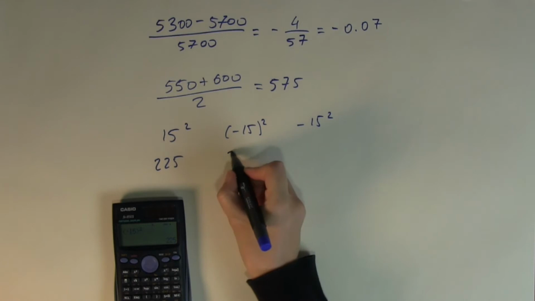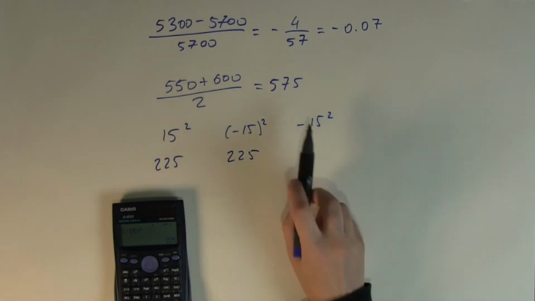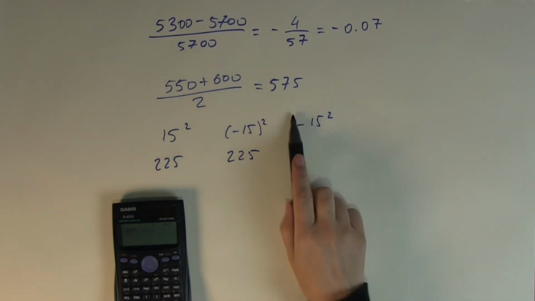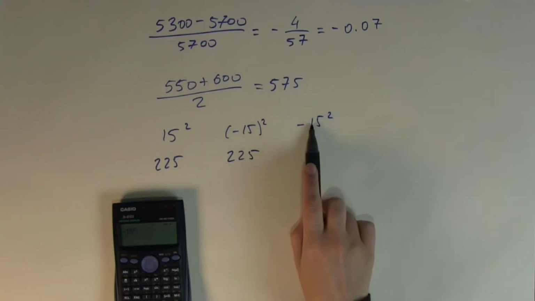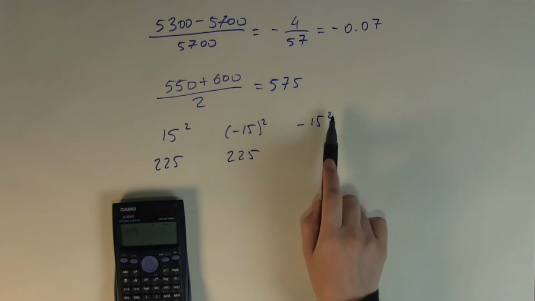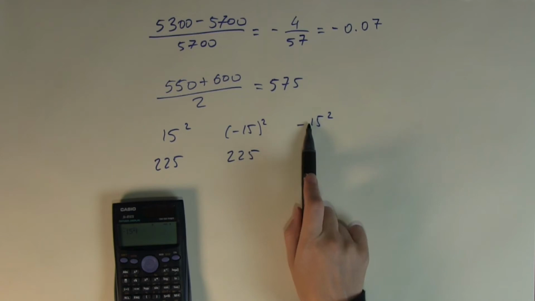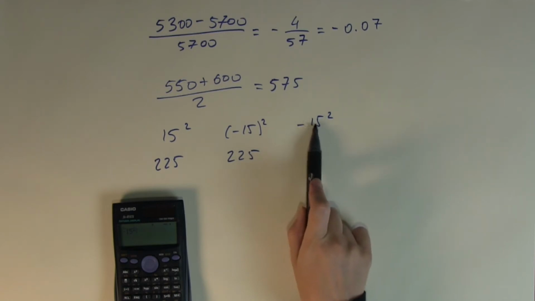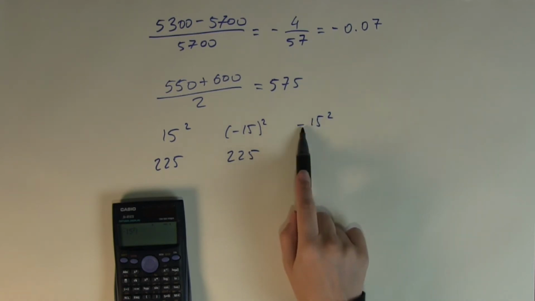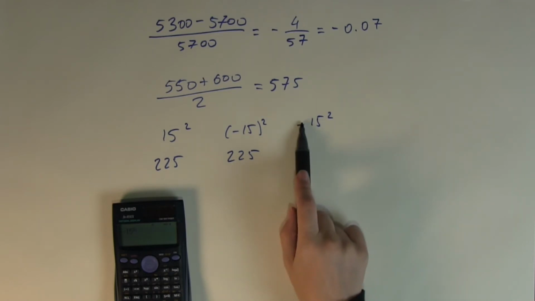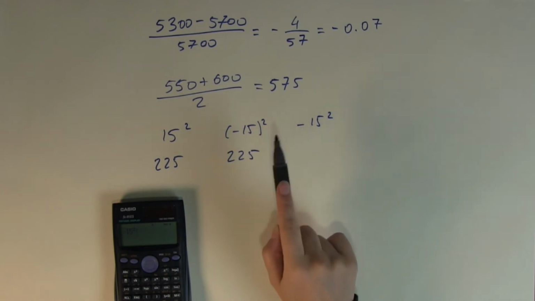So that's again 225. Now what's the difference in here? Minus 15 squared. Now look at here. Because there is no bracket here, I need to do the squaring first, because that's a higher order operation than the negative sign or the takeaway. So in this particular case, I will need to square the 15 first and then have the negative sign in front. So the negative sign in this case would not change. So the answer I would expect here to be negative.